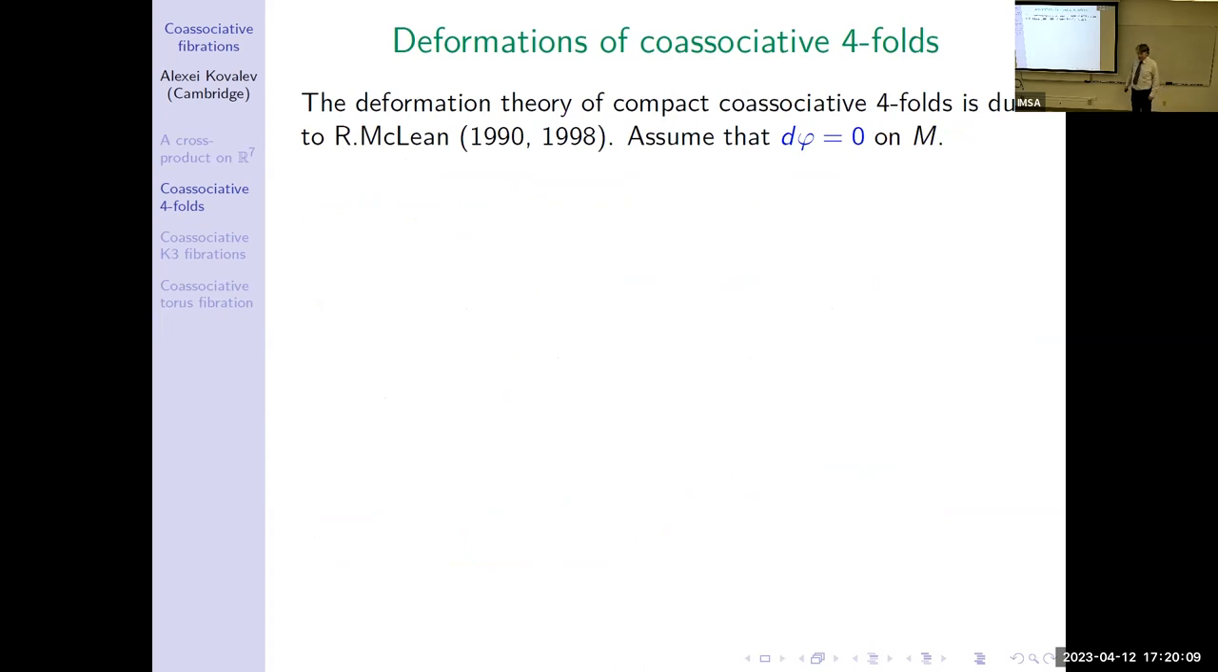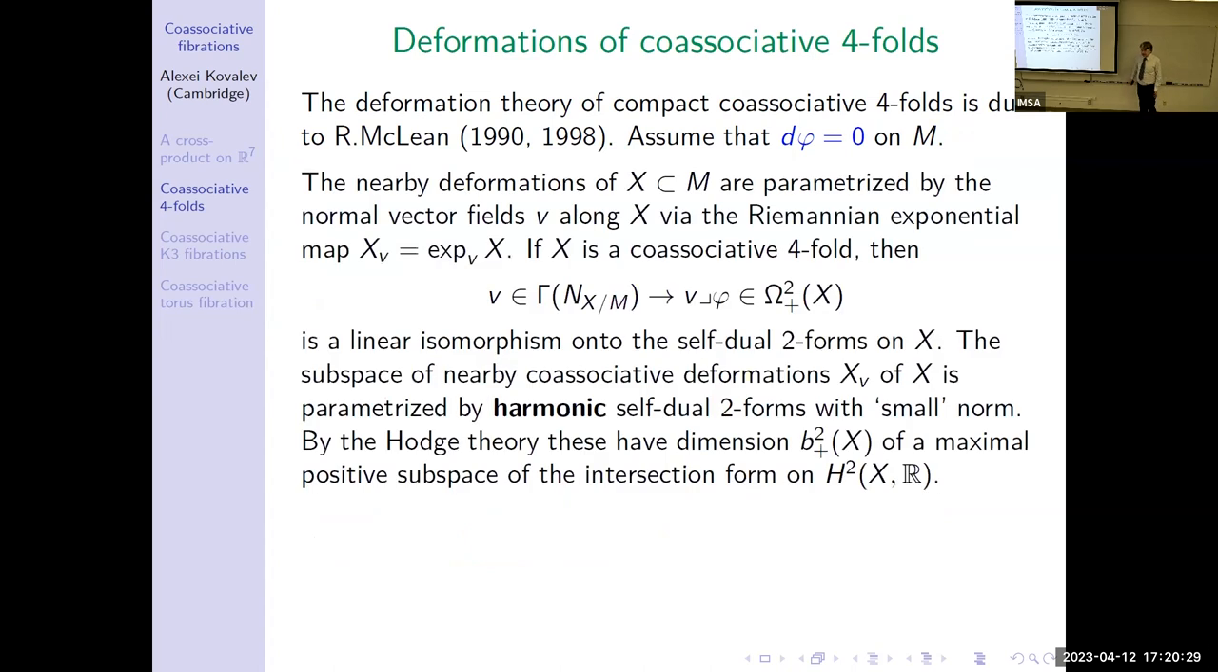Something else is good about them. They have a nice deformation theory. That was worked out by Robert McLean in the 90s. In order to have this nice deformation theory, we need to put a different condition. This time we're asking for the three-form phi to be closed. So let's assume that, and we'll see what happens with the deformations.